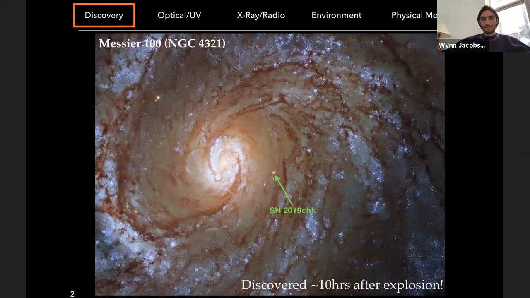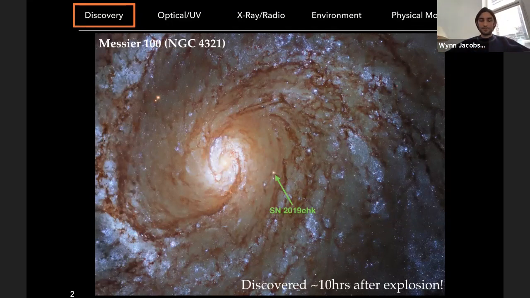So I'm going to start with a pretty picture. This is 2019ehk, the calcium-rich transient that I want to talk to you about today. It's in this beautiful host galaxy M100 at only 16 megaparsecs. Because the transient was so nearby, it represents the closest calcium-rich transient to date, and it was discovered only 10 hours after explosion. So that's the earliest we've ever discovered a calcium-rich transient. Because of that, we get to throw all the multi-wavelength facilities we have at it, and we were able to study this from X-ray all the way to radio.